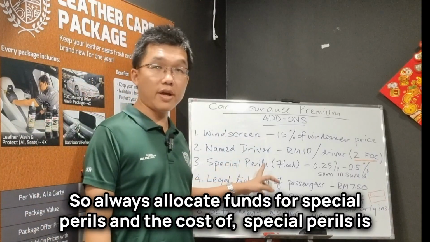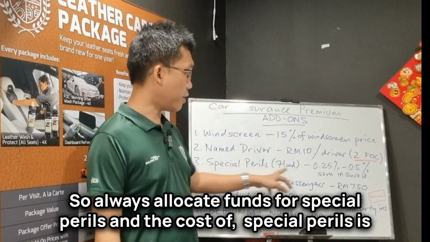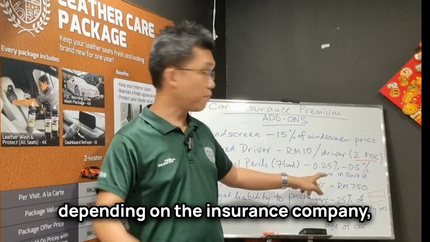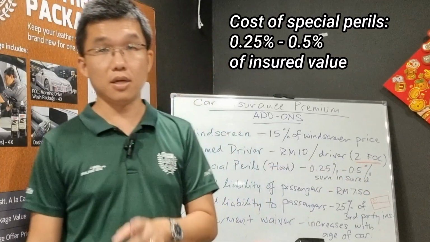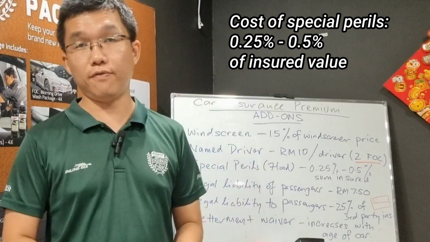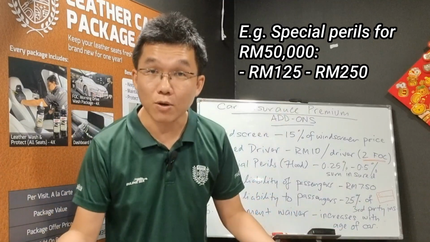So always allocate funds for special perils, and the cost of special perils is, depending on the insurance company, 0.25 to 0.5% of your car's insured value. So let's say that you insure your car for 50,000 ringgit.